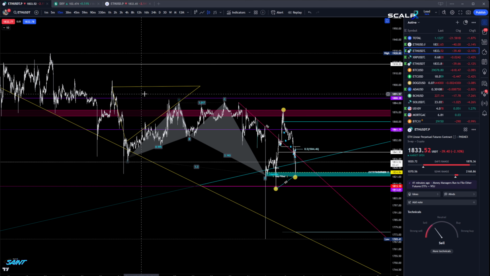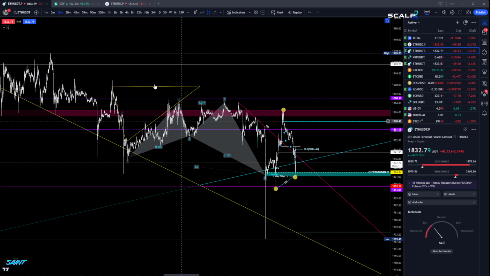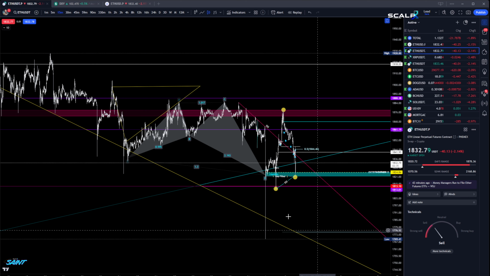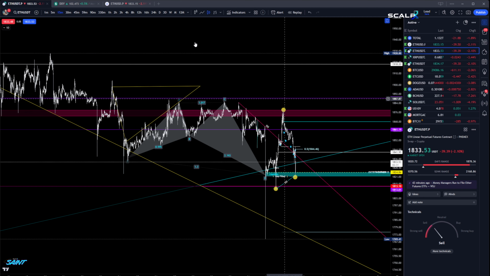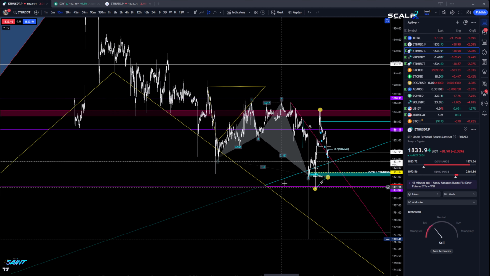This area right over here is imbalanced, so it's got to get filled at some point. Same thing with this down here, right? It's just a matter of which one's going to get filled first. Are we going to be able to make a move back up, or do we come back down and fill in more gaps that are below?